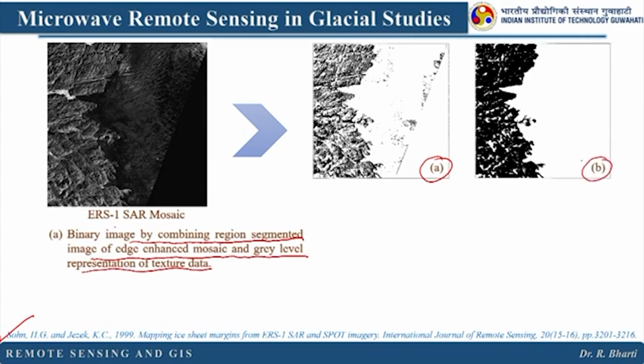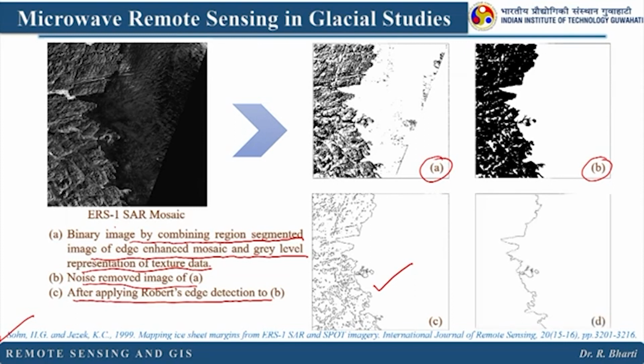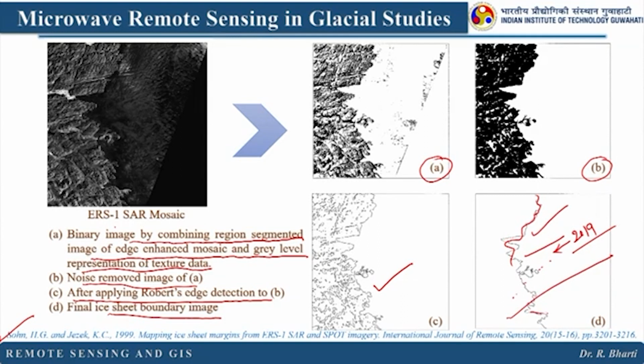Now the next one is B, where noise has been removed, and in C you can see that after applying Roberts edge detection it has come to this level. Our interest is just to find the boundary, so the final ice sheet boundaries have been derived further using the filters. Here you can easily find out how this is changing with respect to time. Let us say this is for 2019. Similarly you can find out the previous years, and then you can easily find out how these boundaries are shifting, either to the lower side or up.